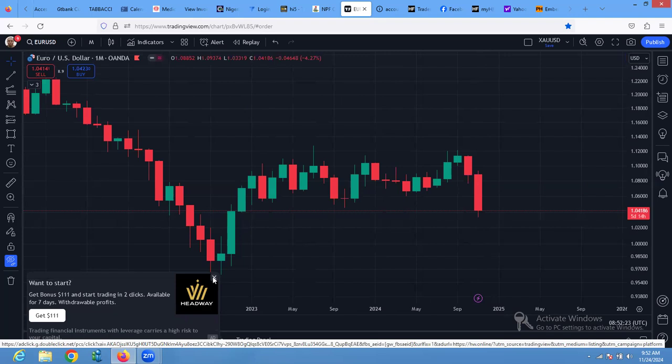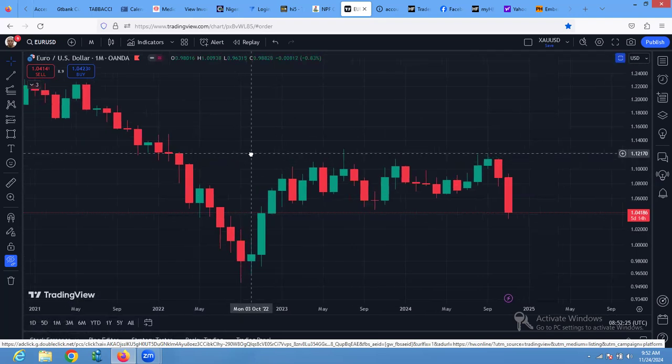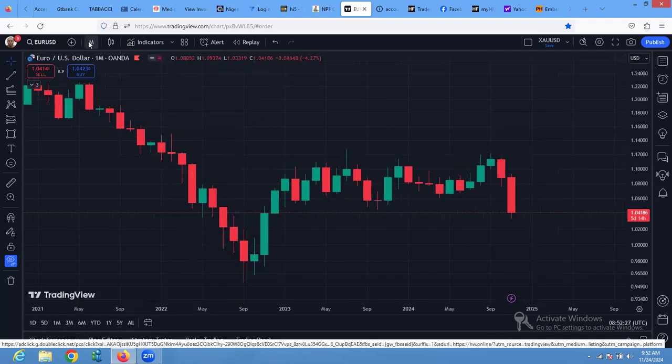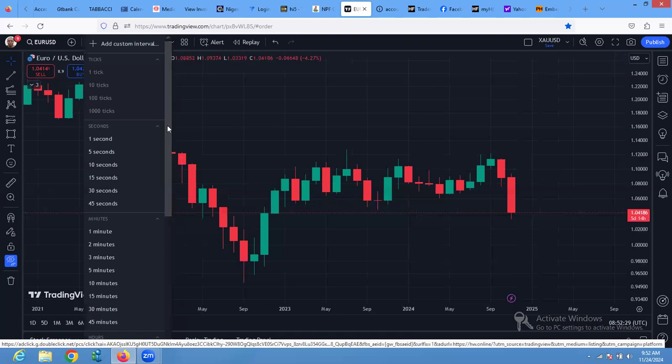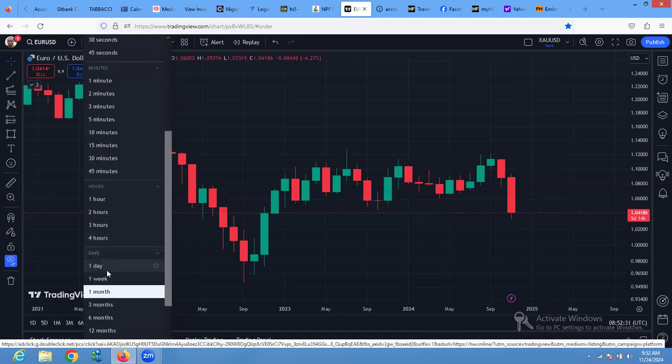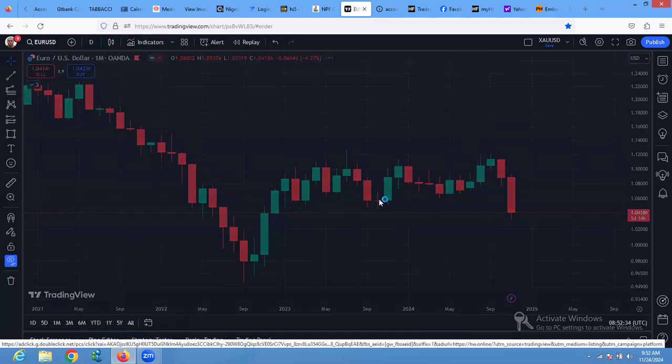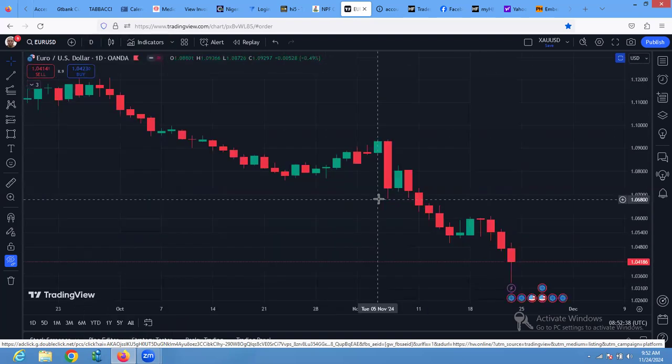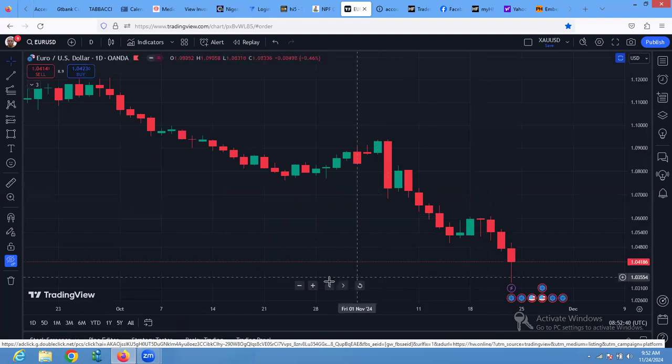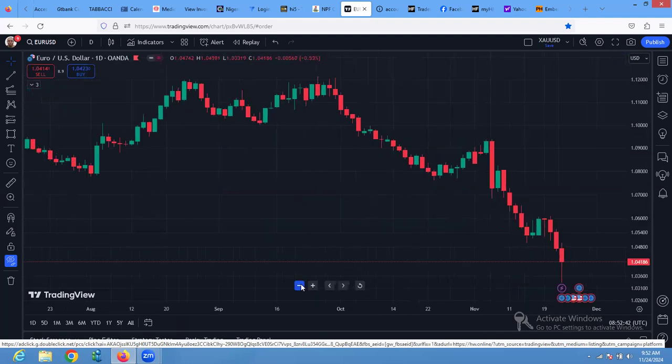Now, because I want to dwell more here, let's look at the daily time frame. Straight, I don't have to look at it. So let's look at the daily time frame here, the daily time frame structure.